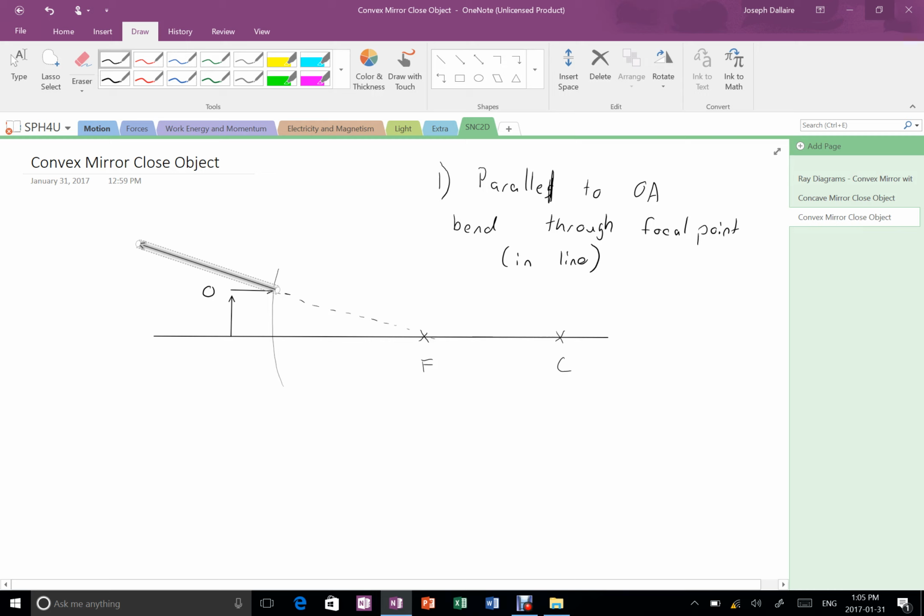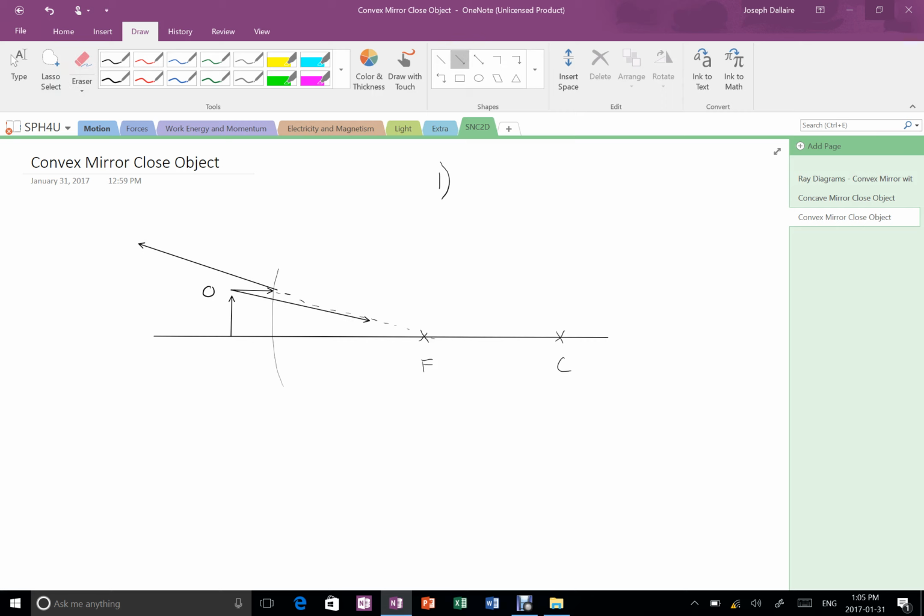And then my second ray is going to head towards that virtual focal point, obviously not get there, and then bend parallel. So here's the ray. It's going to be headed towards this virtual focal point. Never going to get there, so I'm going to back it right up to where it was in line, but not there. Something like that. And then it's going to bend parallel.